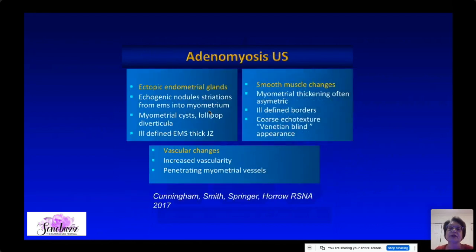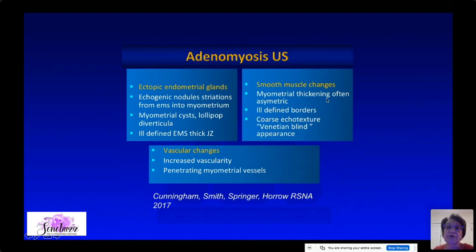So in adenomyosis, there are findings related to ectopic endometrial glands in the myometrium, and you'll see echogenic nodules or striations emanating from the endometrium into the myometrium, or you can have cystically dilated glands that will present themselves as myometrial cysts, or lollipop diverticuli extending from the endometrium into the myometrium. And you may see, just like you see on MR, the ill-defined thickened junctional zone. The smooth muscle changes that are due to the smooth muscle proliferation caused by adenomyosis.